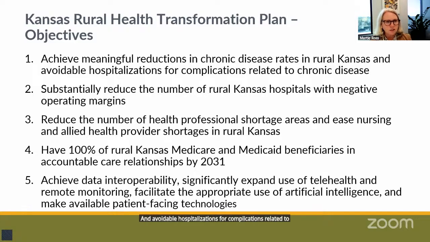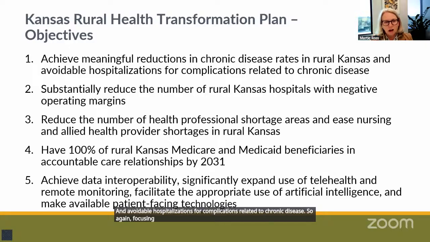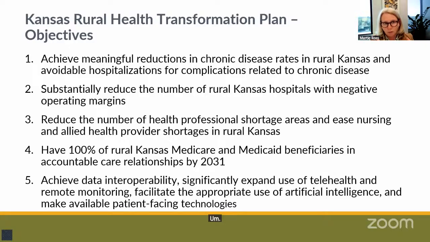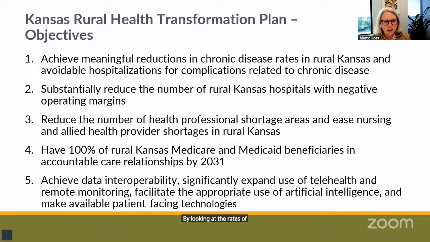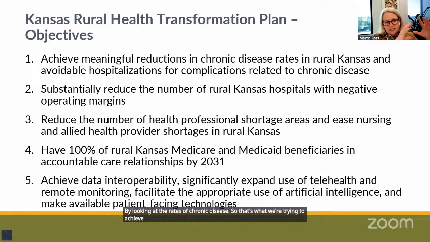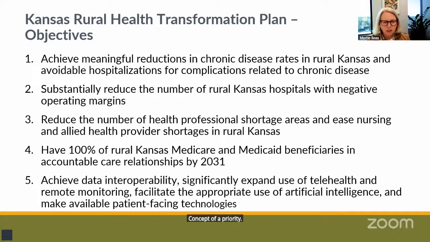related to chronic disease. So again, focusing in on, we want the purpose of prevention activities is to prevent higher rates of chronic disease. So can we measure the effectiveness of our prevention activities that make America healthy again by looking at the rates of chronic disease? So that's what we're trying to achieve with the objectives. Take that concept of a priority and put it into a measurable objective from which then we can build around that initiatives.